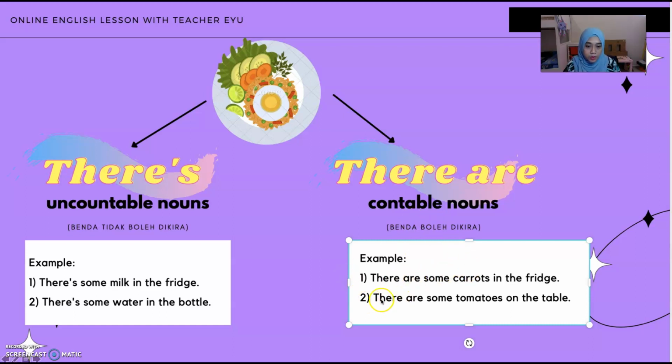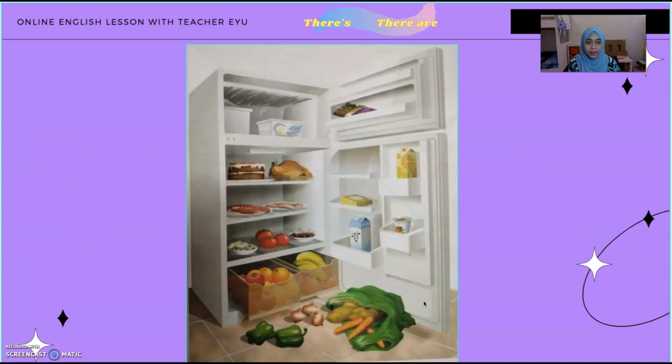Example number 2, there are some tomatoes on the table. Right, tomatoes is also countable. Okay, tomatoes pun boleh kira. So, we use there are. Alright. Okay, now let's go back to this fridge.